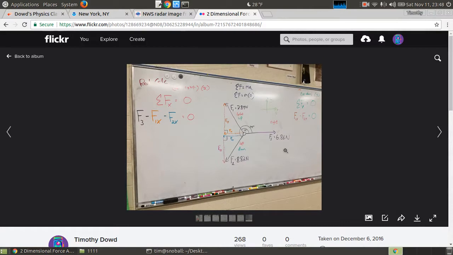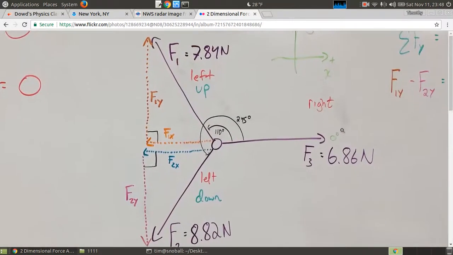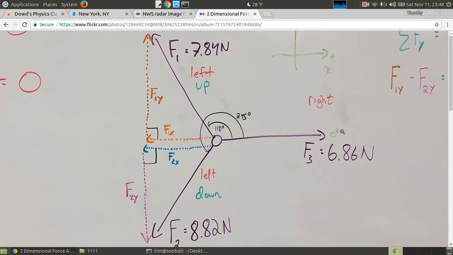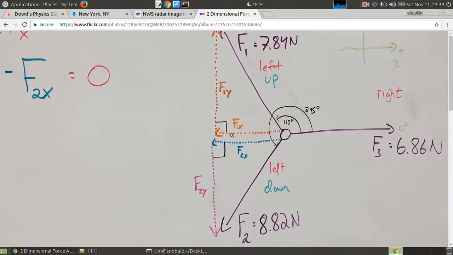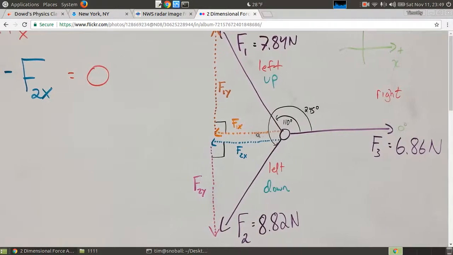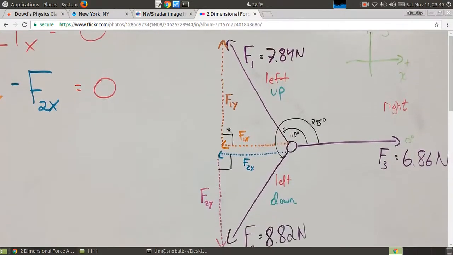Step 3 is to start trying to get these F1x, F2x, all that stuff. We do that by taking each force that's at an angle and turning it into the hypotenuse of a triangle. The sides of that triangle will correspond to what we're looking for. Here, F1x is the left part of F1. F1y is the up part of F1.